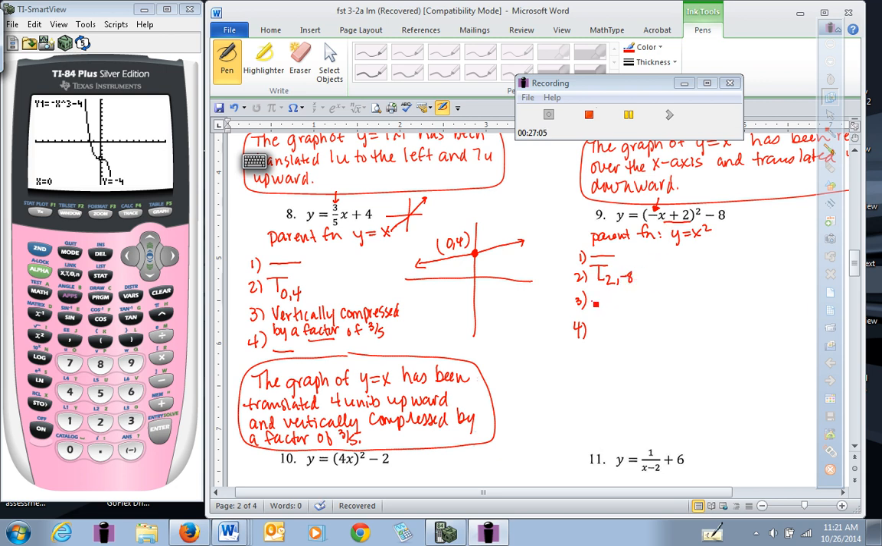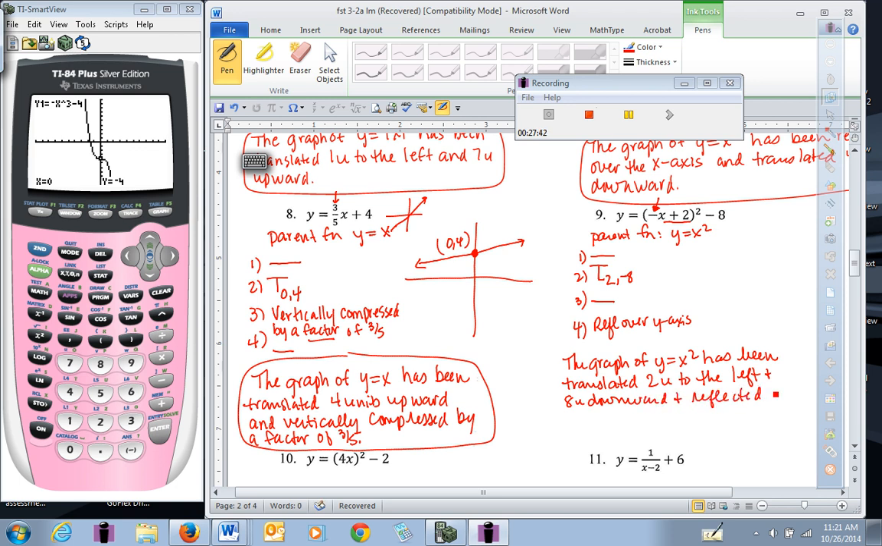Okay, we don't have any vertical or horizontal stretch, but we do have a reflection over the y-axis. That's what that negative sign inside that grouping symbol is going to do, reflect that over the y-axis. So we're going to say the graph of y equals x squared has been translated 2 units to the left and 8 units downward and reflected over the y-axis.